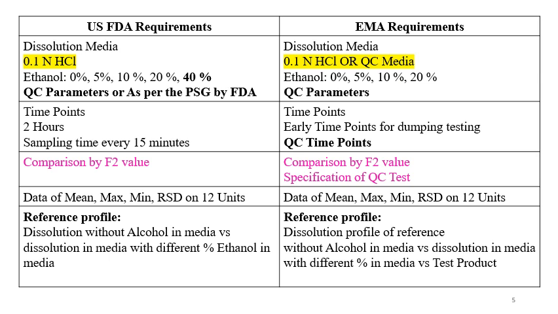The reference profile for US FDA is dissolution without alcohol in the media versus dissolution in media with different percentages of alcohol. And alcohol means ethanolic solution or ethanol. As per EMA, the reference profile will be the dissolution profile of the reference without alcohol in media versus dissolution in media with different percentages for the test product. So these are some of the differences and similarities.